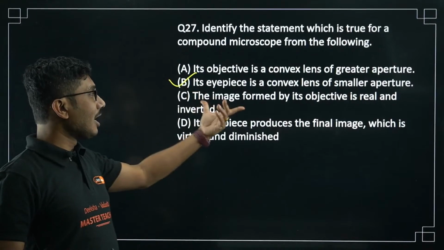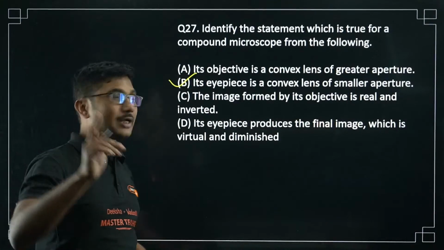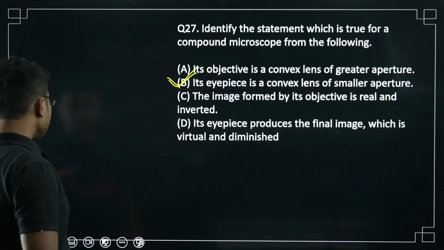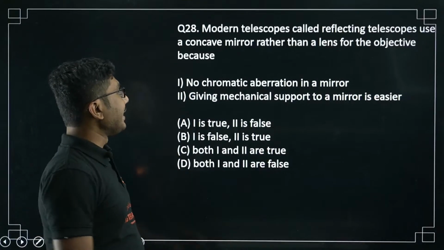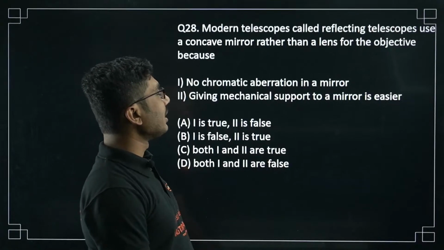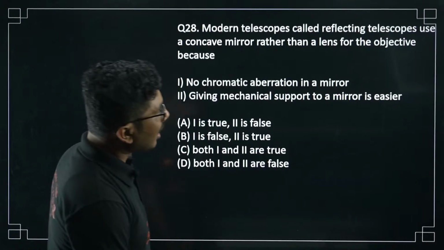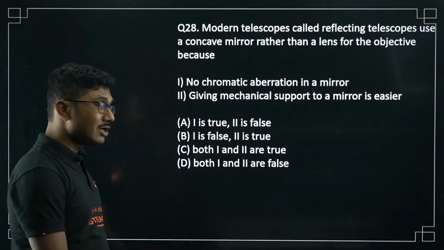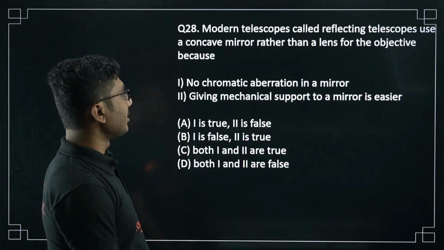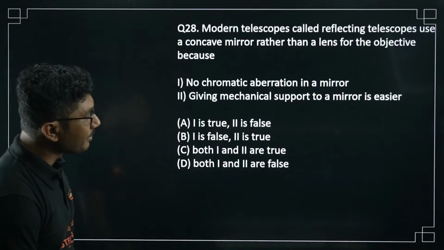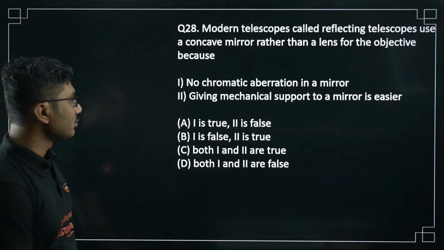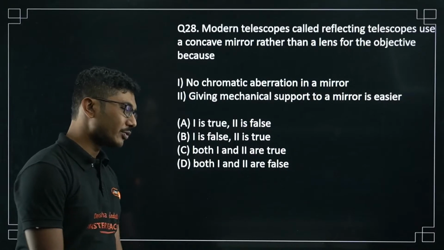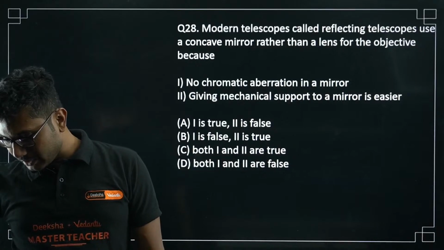Now on the internet 27C is shown as the correct answer, which in my opinion again is wrong. So 27B should be the correct answer for this question. Now 28: modern telescopes called reflecting telescopes use a concave mirror rather than a lens for the objective, because 1, there is no chromatic aberration in a mirror, and 2, giving mechanical support to a mirror is easier. Options: 1 is true, 2 is false; 1 is false, 2 is true; both 1 and 2 are true; both 1 and 2 are false. Let's see how many of you can answer this question.